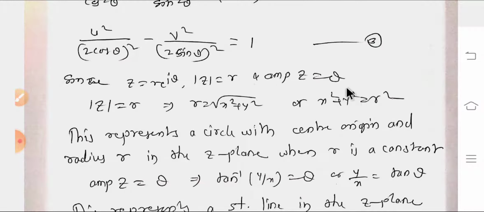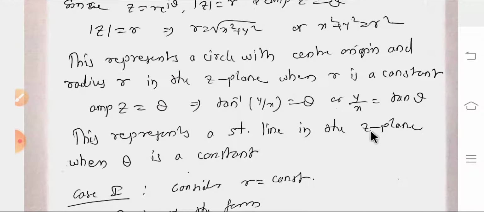Now since z equal to r e raised to i theta, mod z is r and amplitude of z is theta. So mod z equal to r means r equal to root of x square plus y square, and theta equal to tan inverse y by x. So r square equal to x square plus y square. This represents a circle with center origin and radius r in the z plane, when r is a constant. And amplitude of z equal to theta implies tan inverse y by x equal to theta, or y by x equal to tan theta. This represents a straight line in the z plane when theta is a constant.